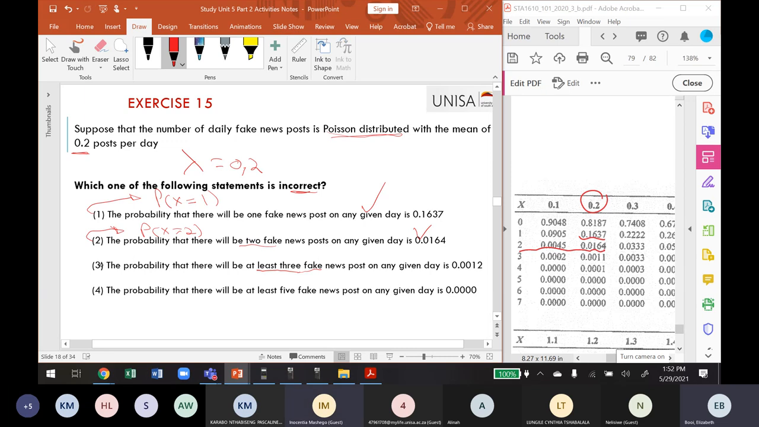Number 3, the probability that at least 3 fake news. What are we calculating here? X is greater than or equal to 3. Therefore, we need to add all of them. The probability that X is equal to 3 plus the probability that X is equal to 4, and so on. I don't have to worry about where there are zeros, because adding them won't make any difference. So we have 0.0011, plus 0s. Is that correct? Yes, it's correct. That would be correct. Okay.